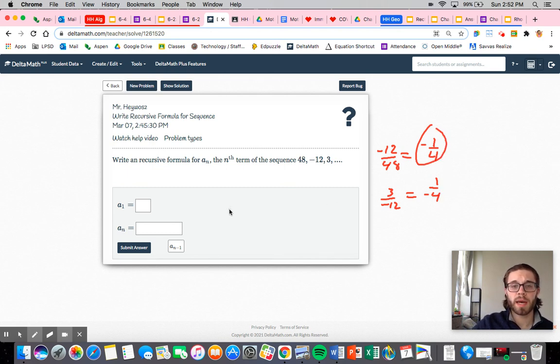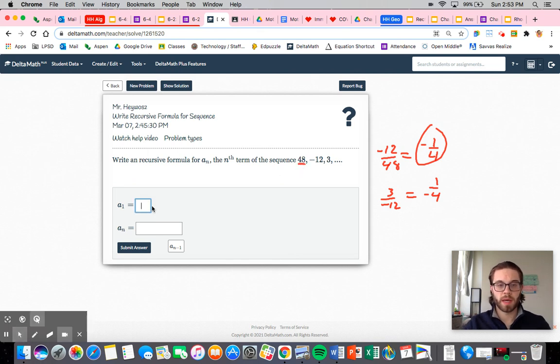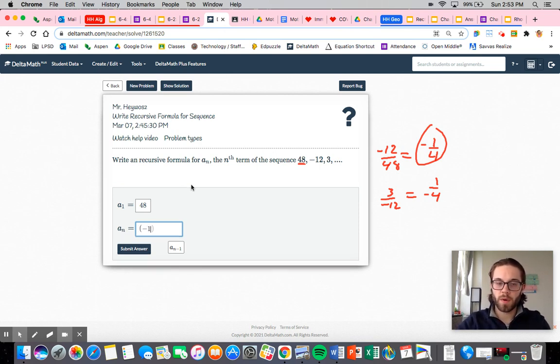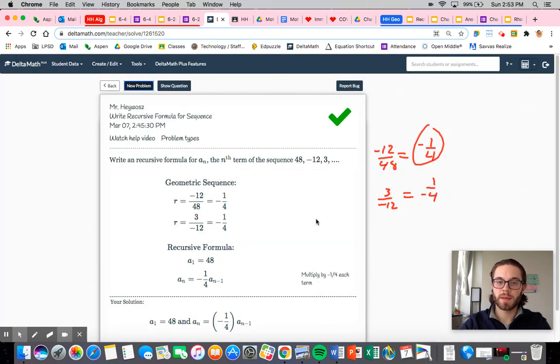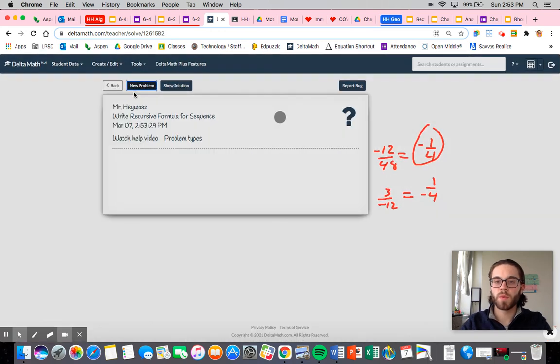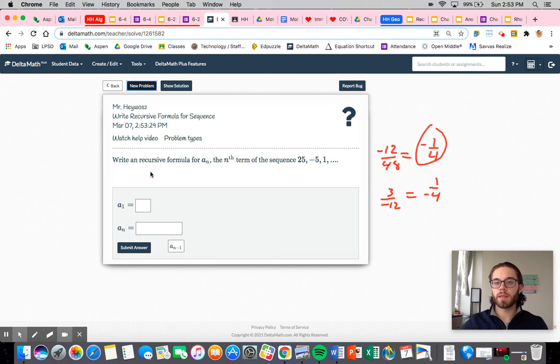And what is my first term? Well, it's given to us, it is 48. So my initial term is 48. And I want the recursive formula. So if I want the nth term, I just take my common ratio, which I know is negative 1 divided by 4, and I just multiply that by the prior term. And there you have it. Now let's make sure I didn't make a mistake, and we're good. All right, let's try one more for good luck.